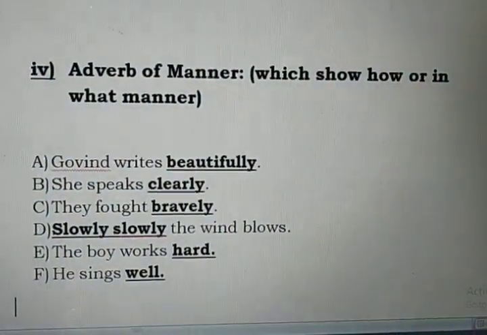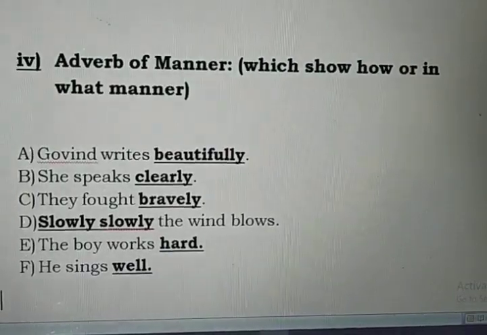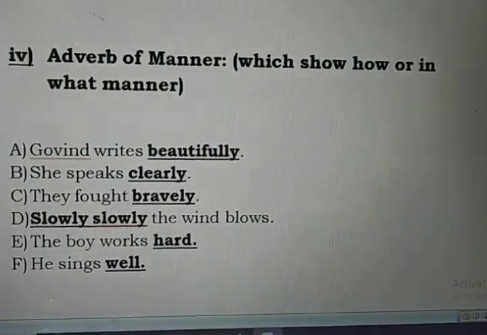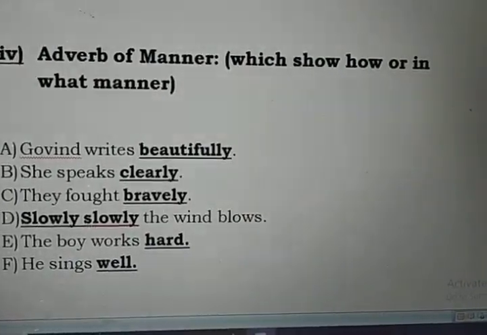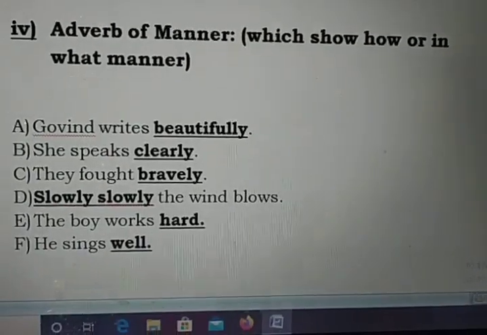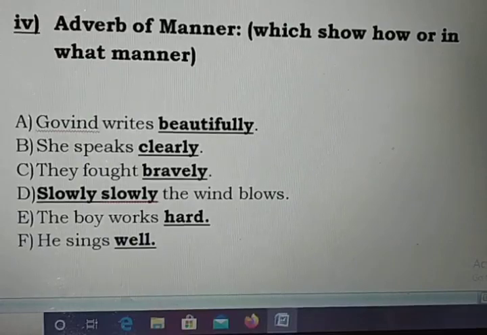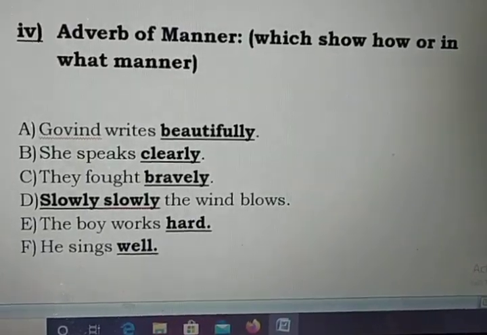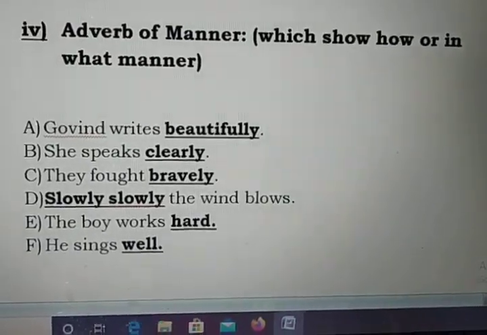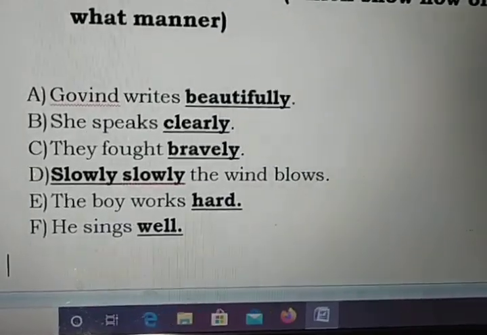The fourth kind of adverb is adverb of manner, which shows how or in what manner, किस तरीके से काम किया गया. Means action is done and how, कैसे किया गया. It's a very common adverb of manner. So look at the examples below.